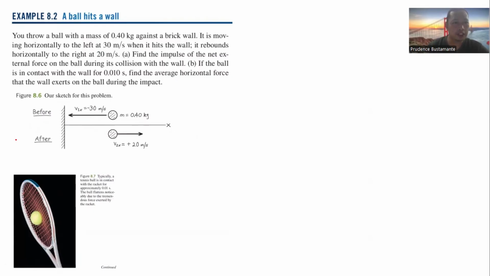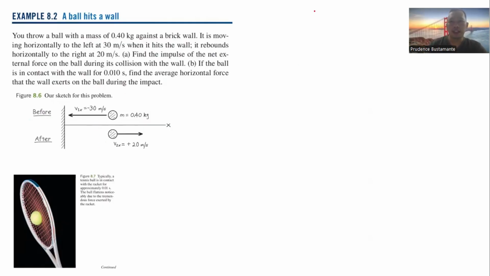It rebounds horizontally to the right at 20 meters per second. Find the impulse of the net external force on the ball during its collision with the wall. If the ball is in contact with the wall for 0.010 seconds, find the average horizontal force that the wall exerts on the ball during the impact.